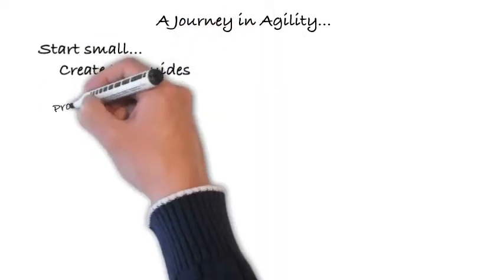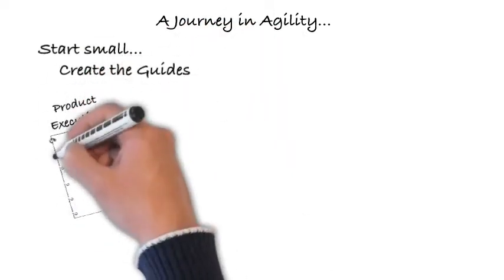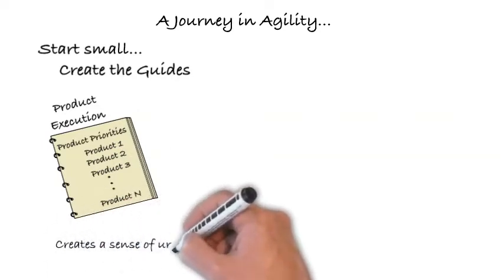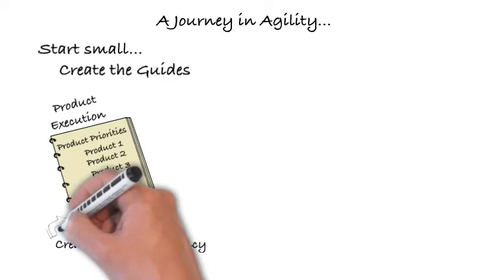We previously mentioned the 3 guides to agile transformation. Now is the time to start creating those guides. The first of these guides is the Product Execution Guide. It consists of a prioritized list of the products. One major benefit is that it creates a sense of urgency in the organization.